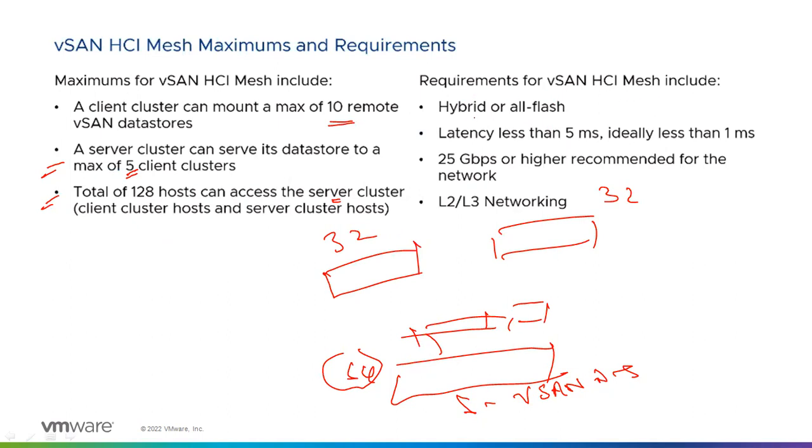HCI mesh can be leveraged for hybrid and all-flash. Latency between the remote cluster and local cluster should be less than 5 milliseconds. Ideally, it should be much less. We refer to it as remote vSAN cluster only for the local side. That's an important point. 25 GB or higher dedicated network is recommended, and it supports both layer 2 and layer 3 networks. I mean, however I have designed my vSAN traffic, whether over L2 or L3. You'll ask me, sir, do we need to create a separate VMkernel? How is it getting it? It's purely over the network communication channel.